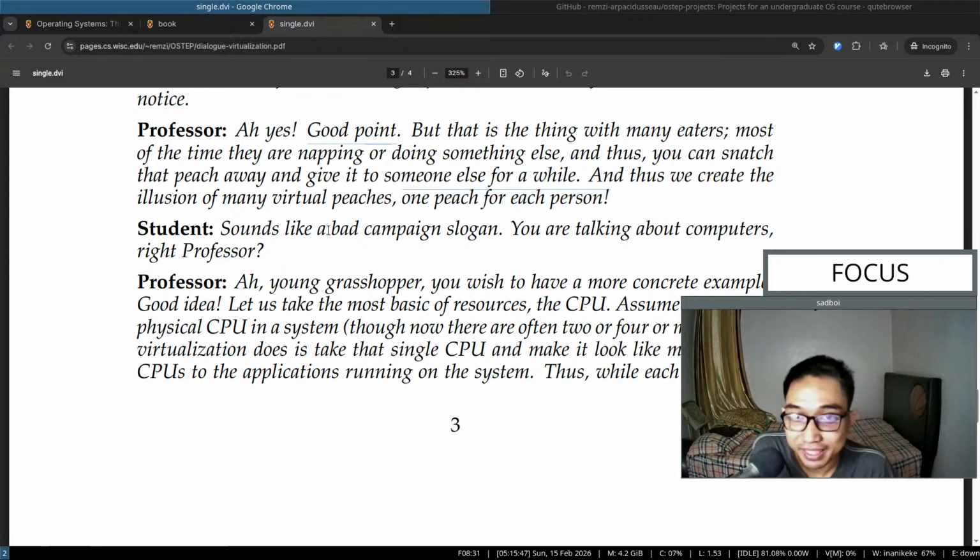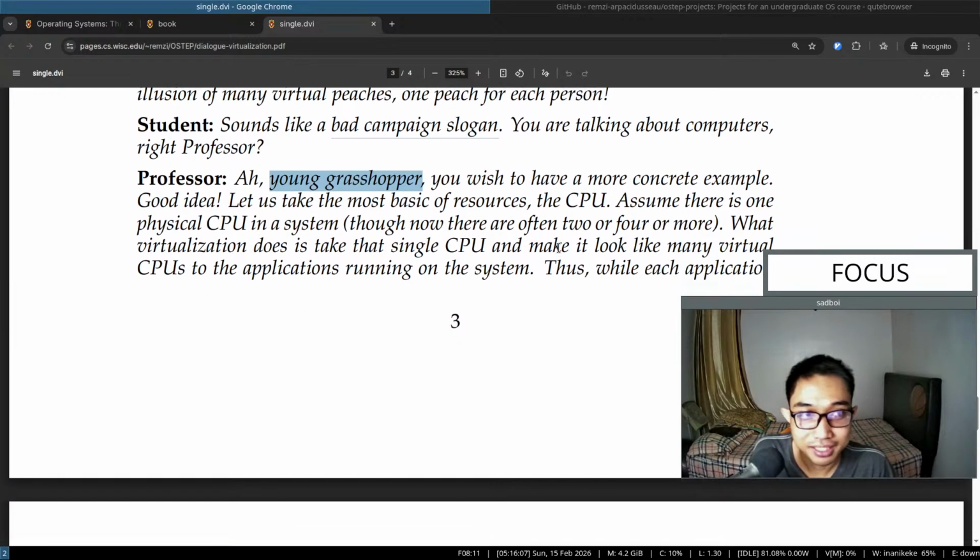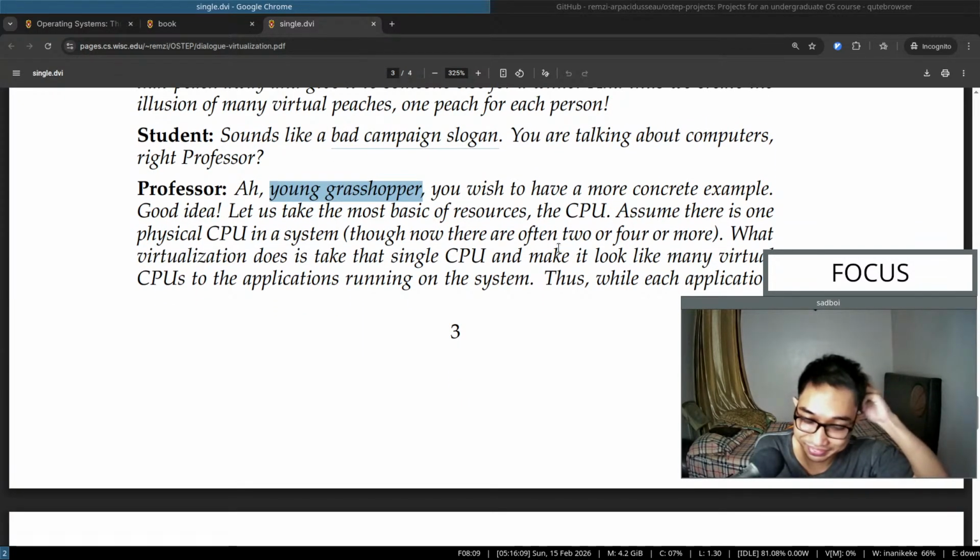Sounds like a bad campaign slogan. Okay. You're talking about computers, right, Professor? Professor. Young grasshopper. You wish to have a more concrete example. Good idea.